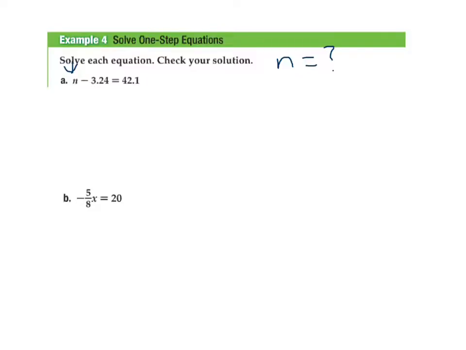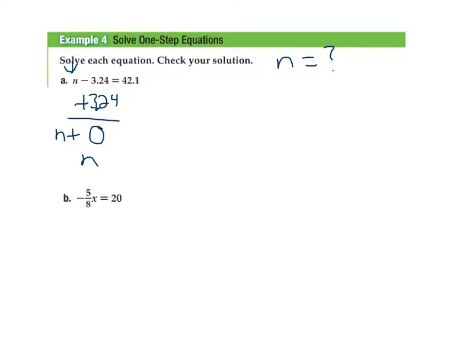So the first thing that we're going to do here is we can add 3.24 on this side. Now, by adding 3.24 on this side, we already saw that subtracting 3.24 and adding 3.24 is going to make this add up to 0. And that's going to leave our n all by itself. We essentially now have n plus 0, or just n by itself on the left side of the equation. And that's exactly what we're looking for.